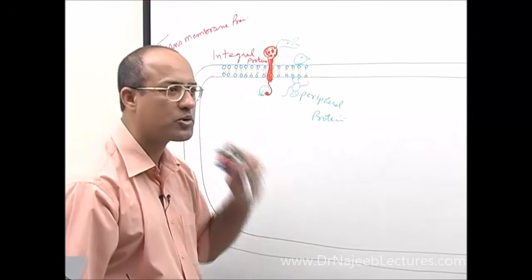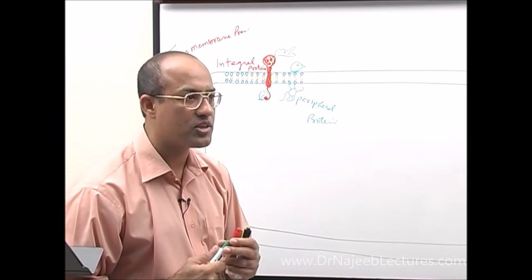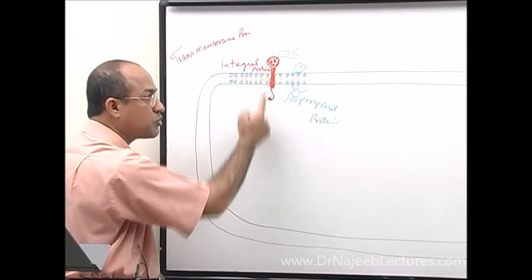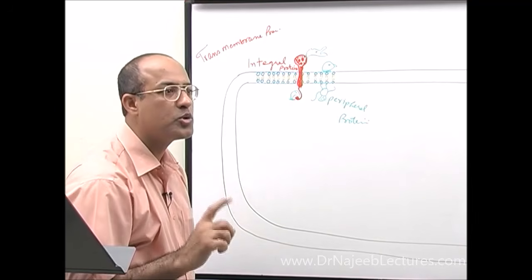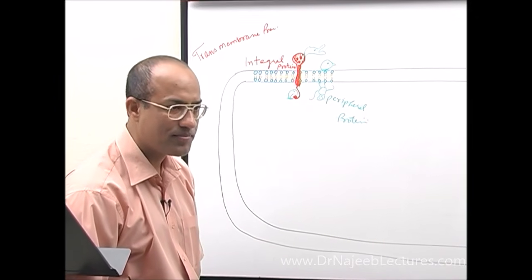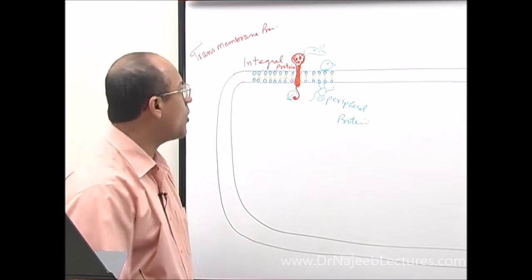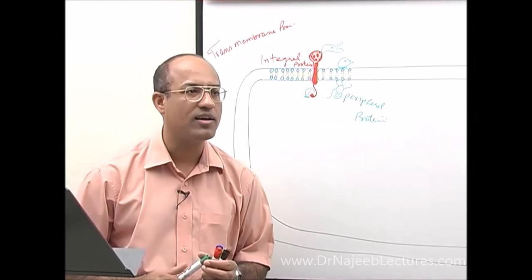But integral proteins are really part of the membrane. Because they pass through and through the membrane, if you really want to remove an integral protein, you need to disrupt the membrane. Am I clear? No problem. Now, I will go into detail of integral proteins first of all.